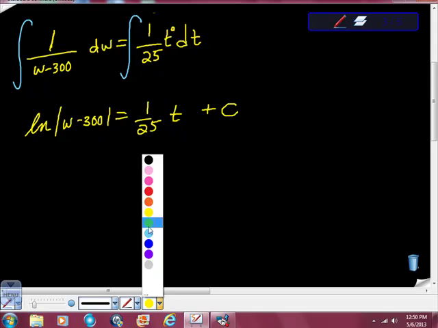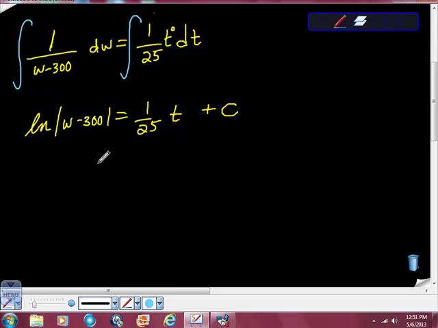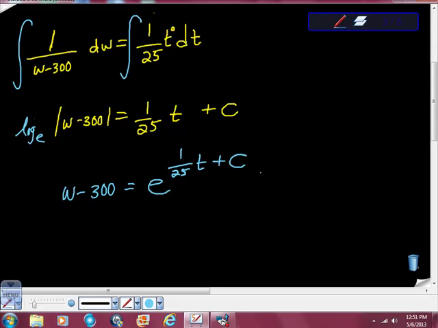Now I'm going to look at this thing. There are two ways to do this, and some people say just raise both sides, just take each side and make it the power of e. But what I'm going to do instead is show you how I would actually do this. That ln is log base e, so I'm going to go ahead and exponentiate. That gives me W minus 300 is equal to e to the 1/25th t plus c power.